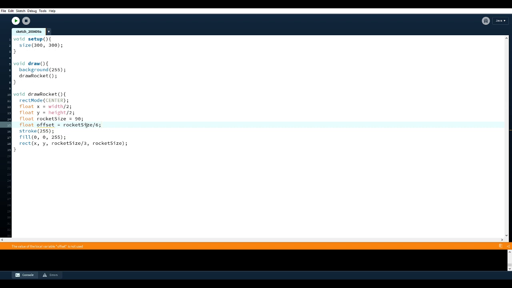It is important to have this offset happen after you set this float. The reason why is because we're using rocketSize here. If there was something from before, it might mess with stuff just a little bit. All right. So far we haven't used this, and so far we don't need to use it. But that's because so far all we're at is the body.